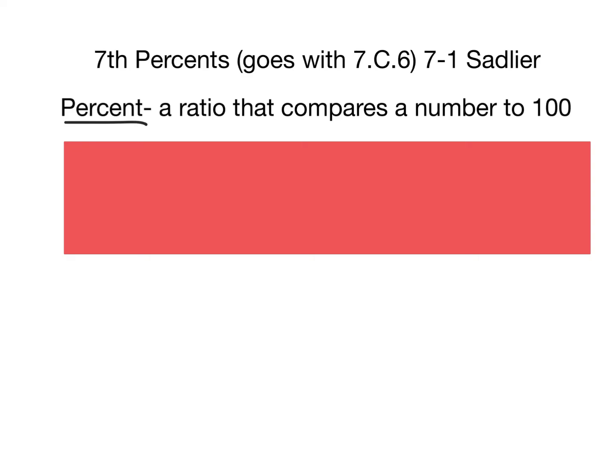Section 7.1 is on percents. A percent is a ratio that compares a number to 100. So if you think of the word percent, cent, a lot of times you think there's 100 cents in a dollar, 100 years in a century. So cent usually has to do with 100, and here it does again as well.